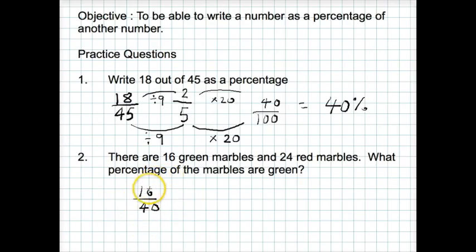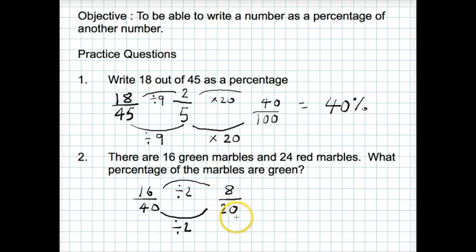So this time we've got 16 over 40. We need to get the 40 to 100. Now some of you might realise that you just times that by 2.5, but we could do it in stages again. We could start off and divide this 40 by 2. That gives us 20. So then divide the top by 2, which is going to give us 8.